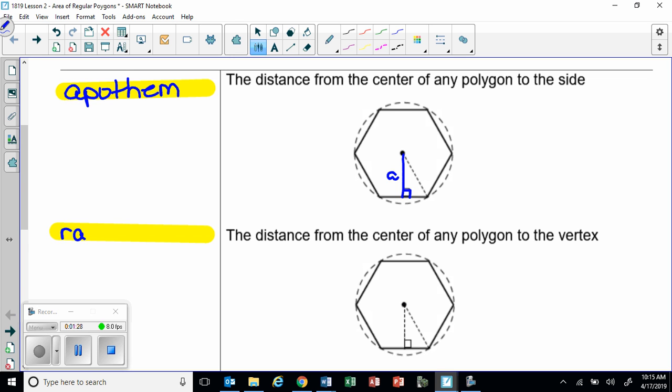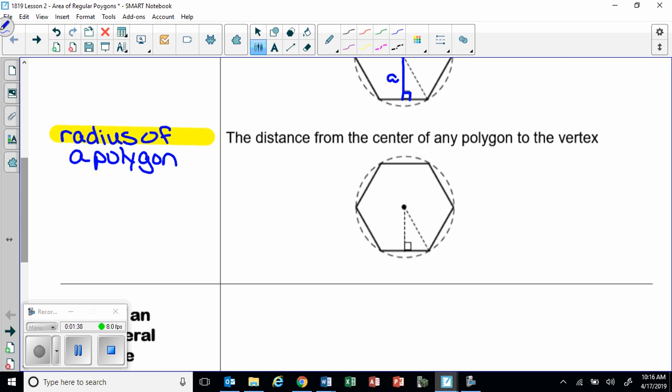The radius of a polygon goes from the center of the polygon to the vertex. We use a lowercase r for it. Notice between the apothem and the radius, we're forming a little right triangle.